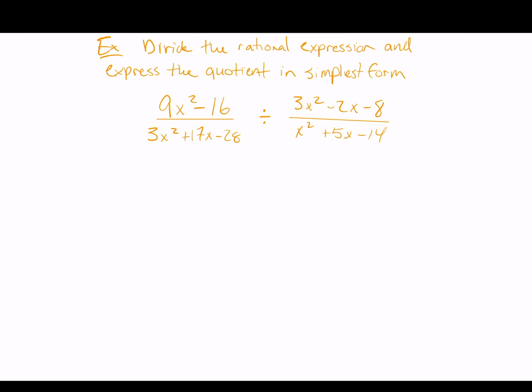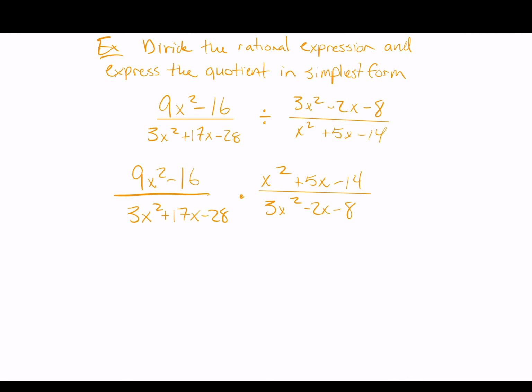So the first step in simplifying this quotient is to rewrite it as the first rational expression, that's this part, multiplied by the reciprocal of this part. That means to flip that. So let's rewrite it. That's 9x squared minus 16 over 3x squared plus 17x minus 28 times x squared plus 5x minus 14 all over 3x squared minus 2x minus 8. So let's begin factoring numerators and denominators.